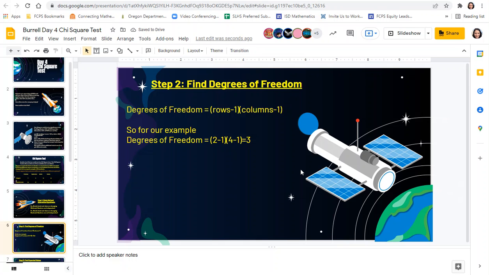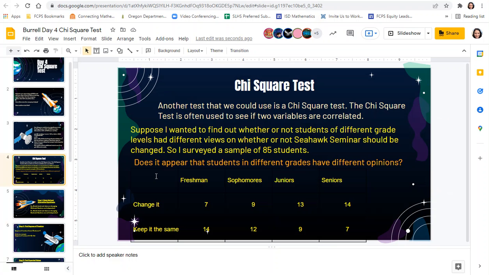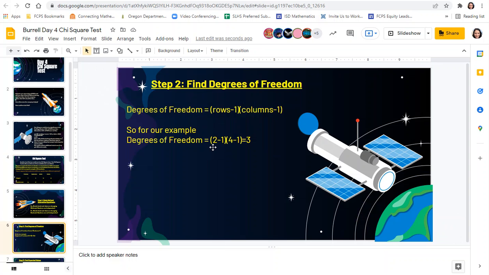All right, we have this new value. It has kind of a fun name. It's called degrees of freedom. Degrees of freedom is the rows minus 1 times the columns minus 1 of our table. So if we look back at our table, it has 2 rows and 4 columns. And so you subtract 1 from the 2, you subtract 1 from the 4, you get 1 times 3. So your degrees of freedom is 3.